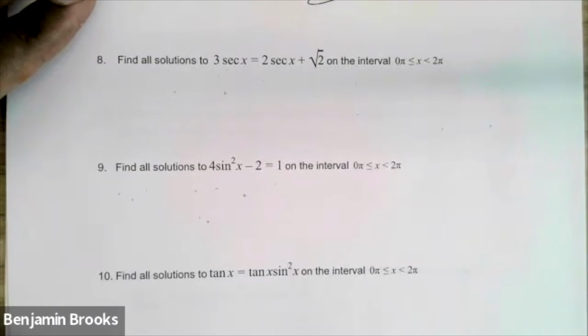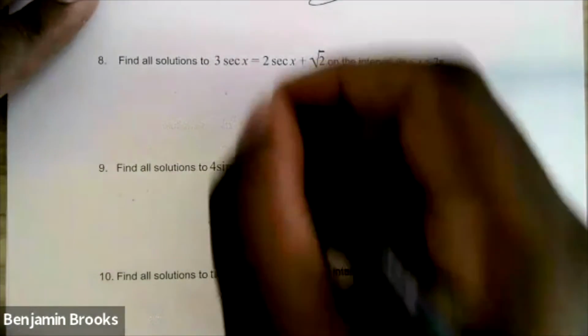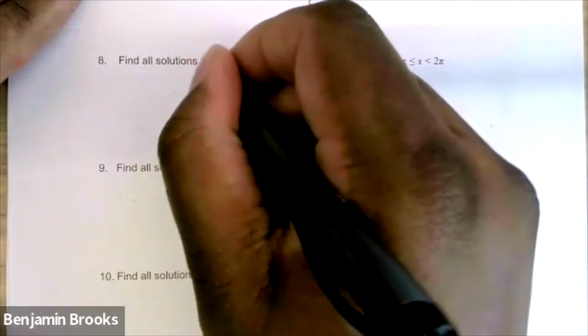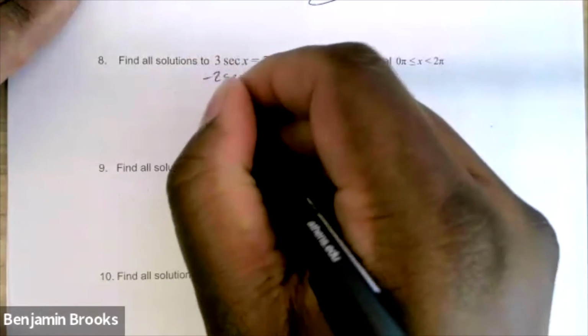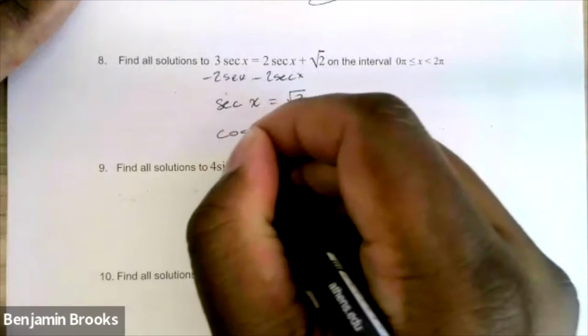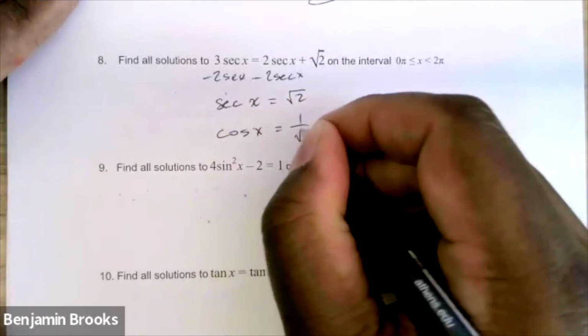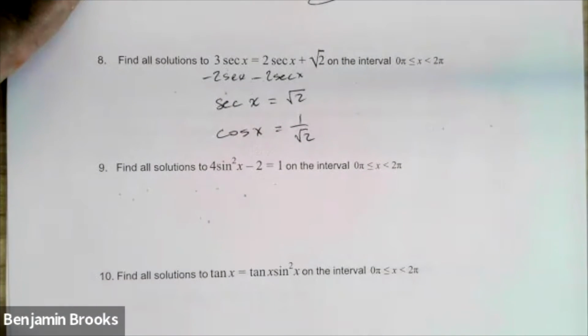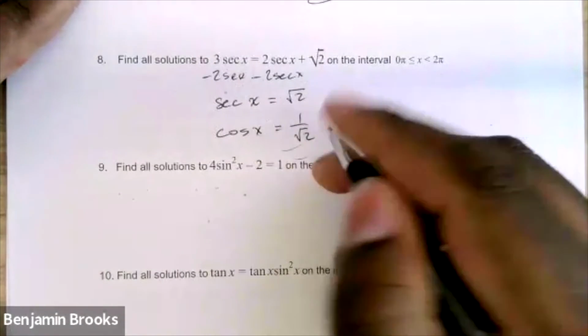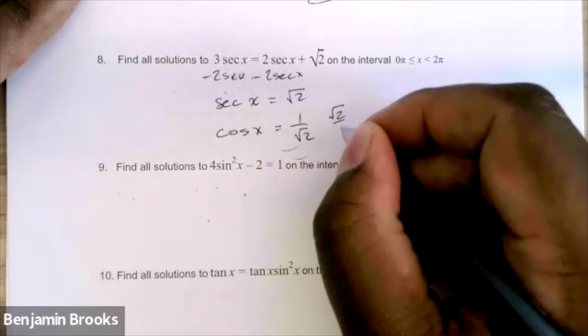Now, find all solutions for 3 secant x equals 2 secant x plus square root of 2 on the interval from 0 to 2 pi. This one should not be too hard. Basically, first thing we're going to do is subtract 2 secant x from both sides. When we do that, you end up with secant of x is equal to root 2. Therefore, cosine of x is equal to 1 over root 2, which if you rationalize the denominator, you all should know where this is headed. What's the rationalized version going to be? Root 2 over 2, exactly.